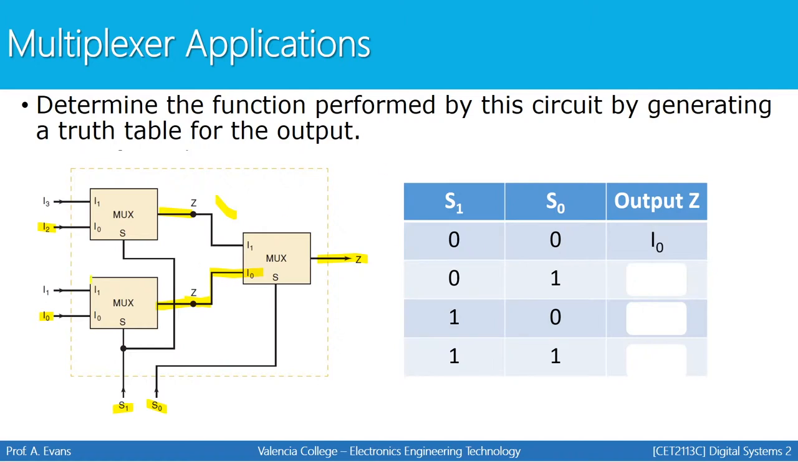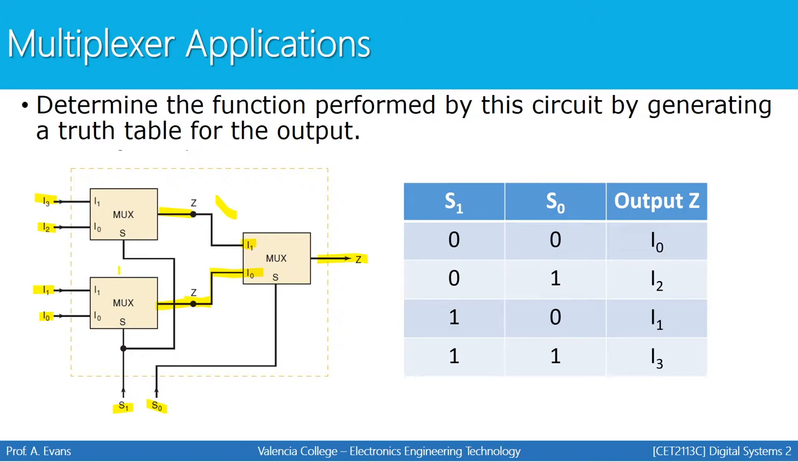If S1 is still a 0, but now S0 becomes a 1, now this output is the one that will pass. So I2 is the one flowing out of this mux and into I1. I2 will now pass. Now let's say that S1 is a 1. That means that the bottom mux will output I1, the top mux will output I3. So what's going to pass is ultimately controlled by S0, which is going into the last mux. If S0 is a 0, I1 will pass. If S0 is a 1, I3 will pass.